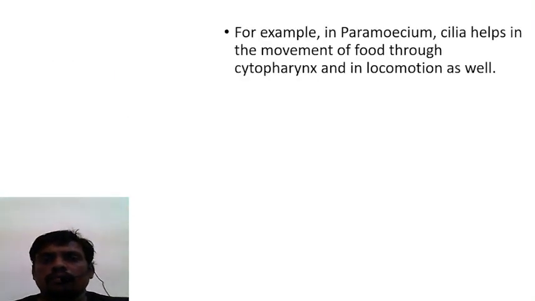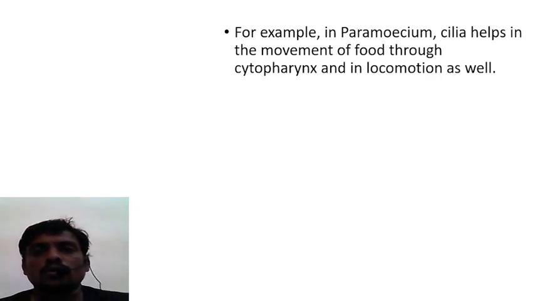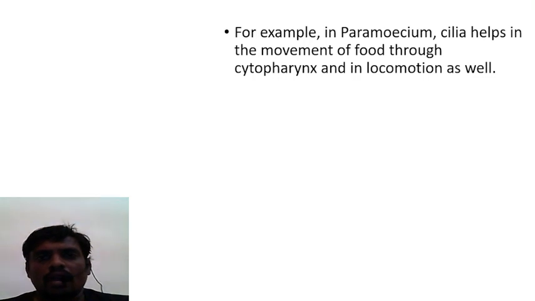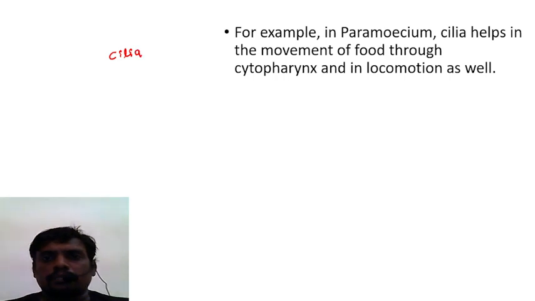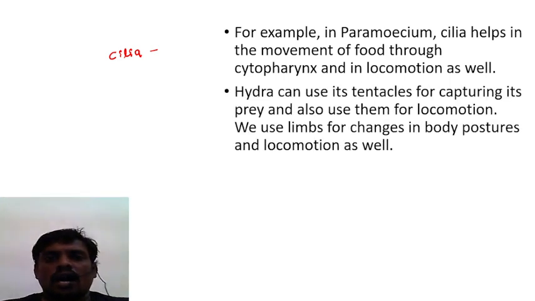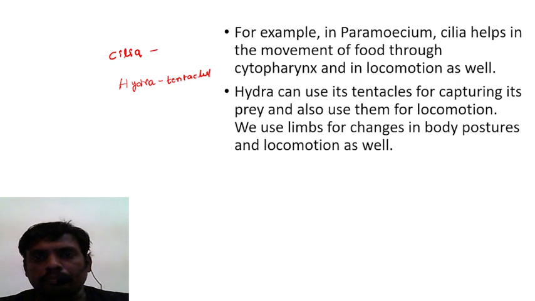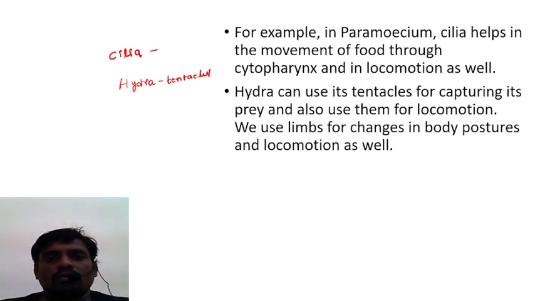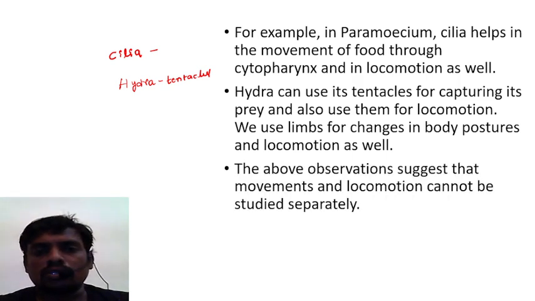For example, in Paramecium, also known as slipper animalcule, cilia help in movement of food through the cytopharynx and in locomotion as well. Hydra generally uses tentacles for capturing its prey and also uses them for locomotion. Whereas humans use limbs for changes in body posture and locomotion as well.